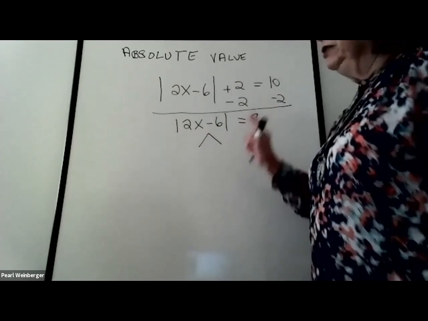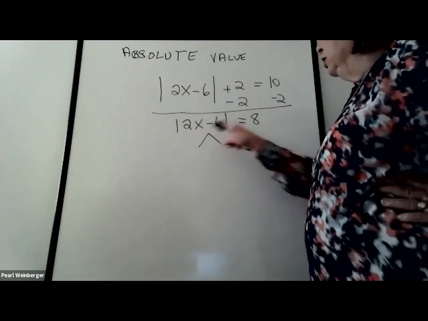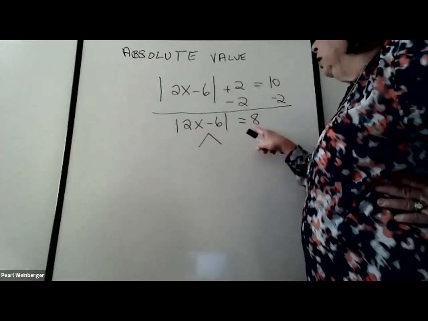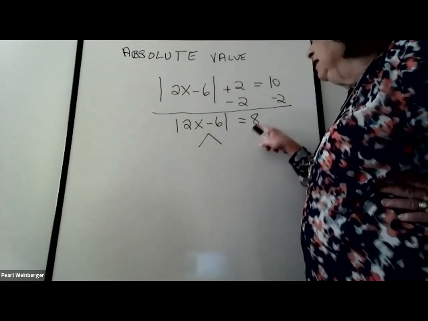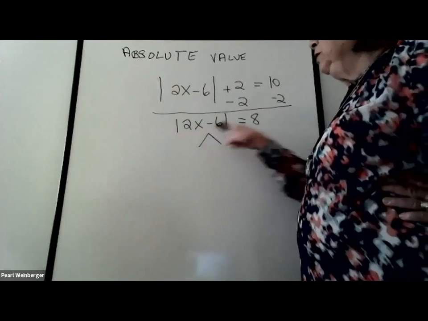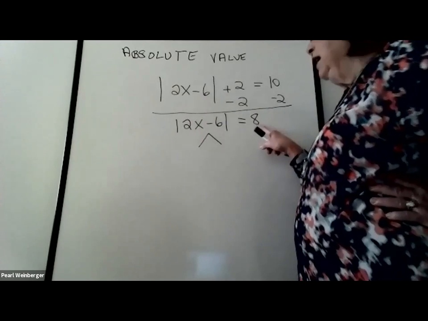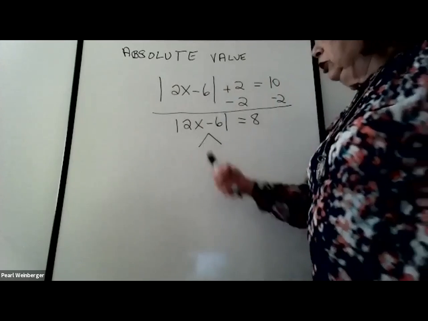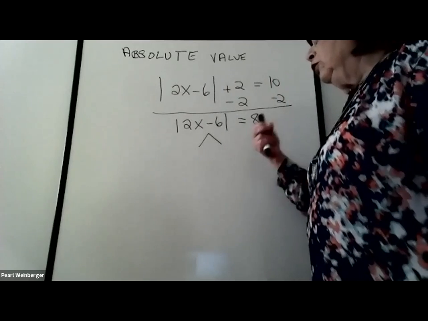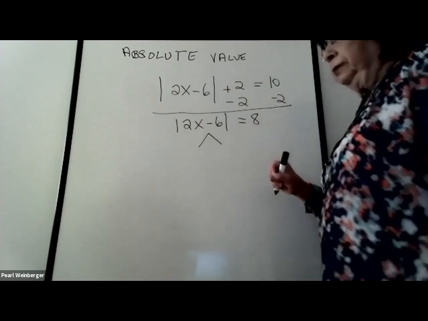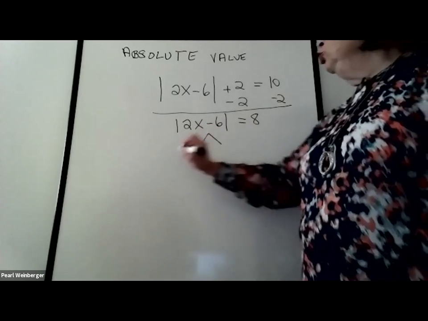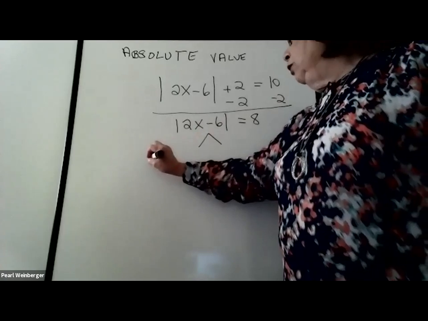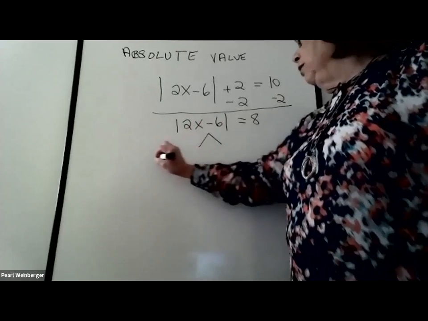Actually, I stop for a second before I start writing my 2 equations. I make sure that the absolute value is equal to a positive number. Because if this had been the absolute value of something equal to a negative, it would have been an impossible situation and I would have had no solution. But this is okay. Here are my 2 equations I get out of this one equation.